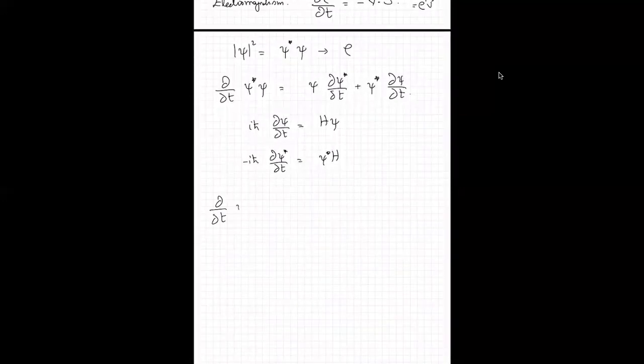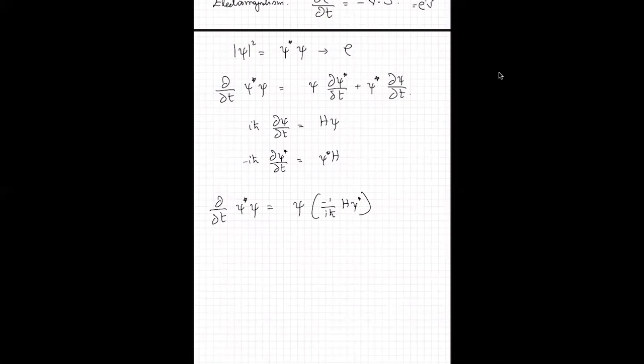So this is equal to d/dt of psi star psi equals, so I want to get the i h bars correctly, so I'll write this as psi times d psi star/dt, which is minus 1 over i h bar psi star.